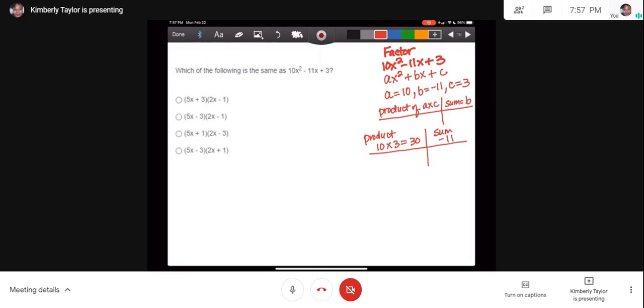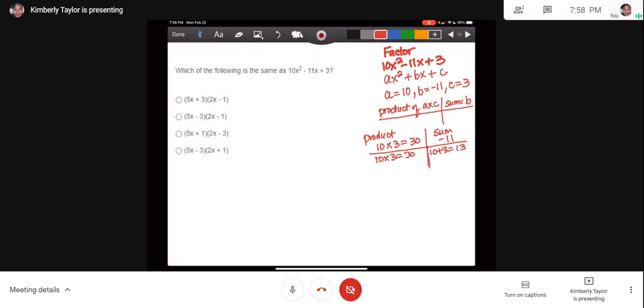So now you ask yourself, well, what two numbers can I multiply to get 30, but when I add those same two numbers together, I get negative 11. So the combination that I have, I'm going to give you a wrong combination first, and I'll just go ahead and give you the right one. So to get positive 30, I know I could say 10 times 3, and I get 30. But if I say 10 plus 3, I get 13. That is not the combination that I want.